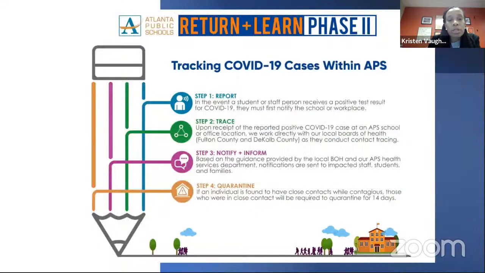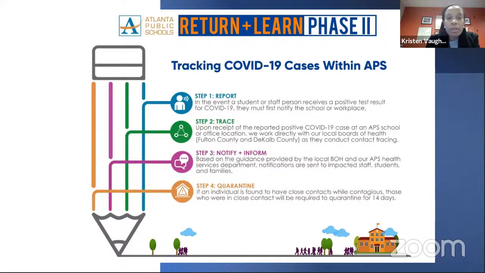And so this image on the screen just goes over how we track COVID-19 cases within APS. So step one is the report. In the event that a student, staff member, or person receives a positive result, they notify the school or workplace. All of those people who are face-to-face students as well as face-to-face staff should report if they have received a positive test result or if they have been exposed to someone who has received a positive test result.